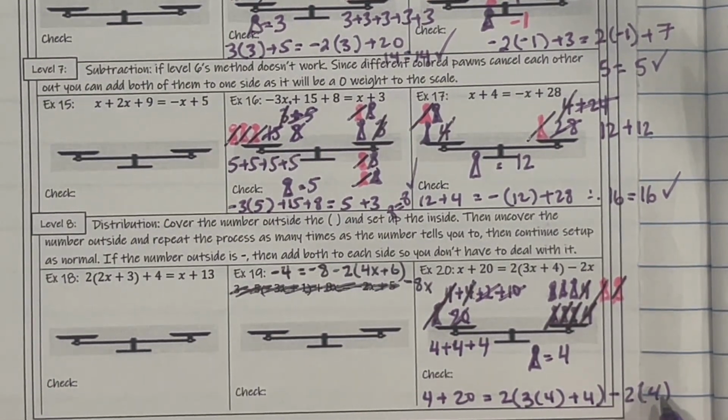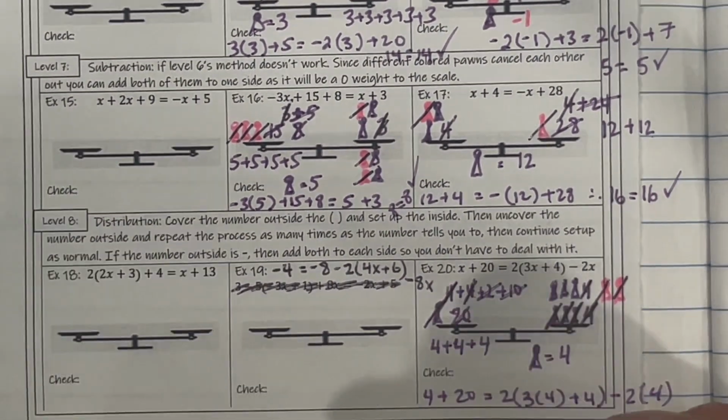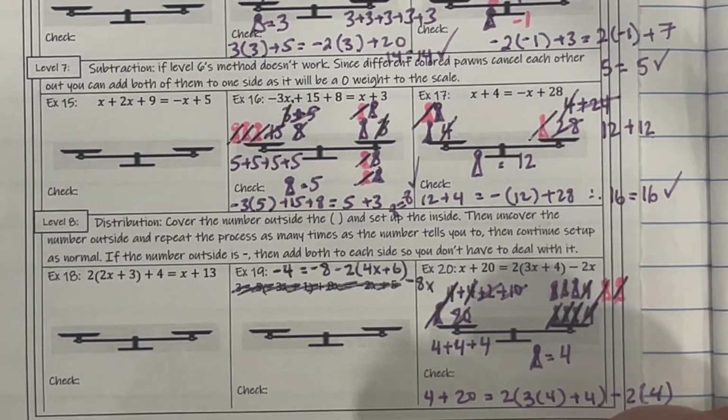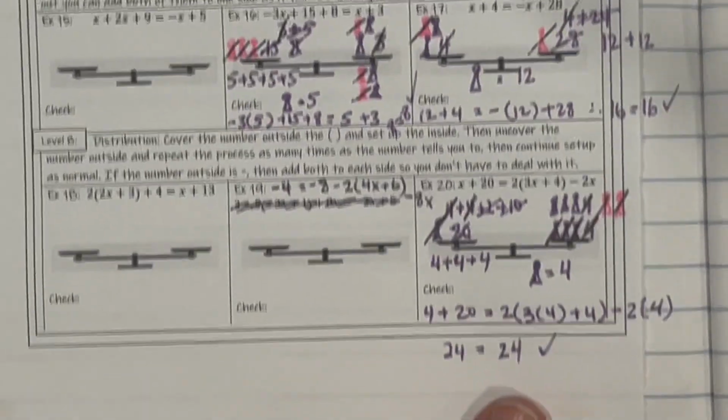Minus 2 times 4 is 8. So 32 minus 8, 24. All right, so 24 is equal to 24. Then I know that I did that correctly.